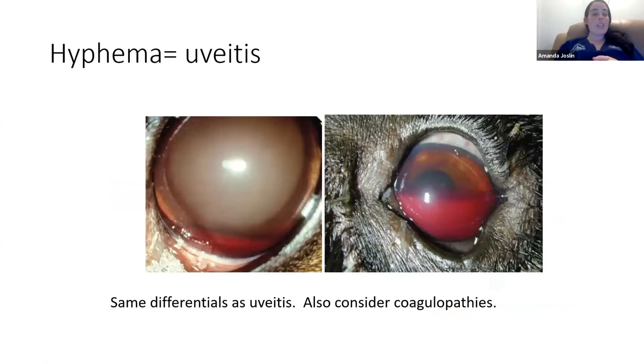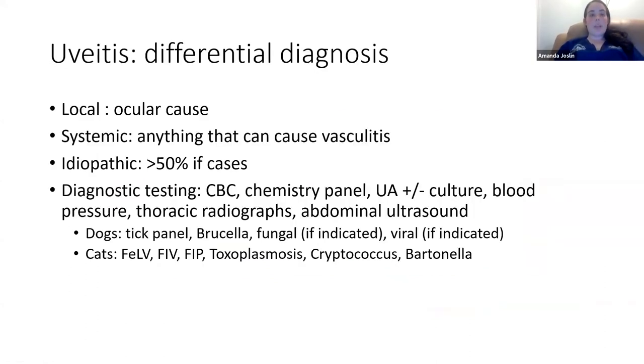Hyphema is bleeding in the eye, and that is a sign that there is uveitis. So it's going to have the same workup, but you also have to consider the coagulopathies. The big thing is you have to figure out, are you dealing with just a local ocular disease, or lens-induced uveitis from cataract, or are you dealing with anything that can cause vasculitis? Even with a full workup, the majority of our cases end up being idiopathic. The workup depends on what species we're dealing with.